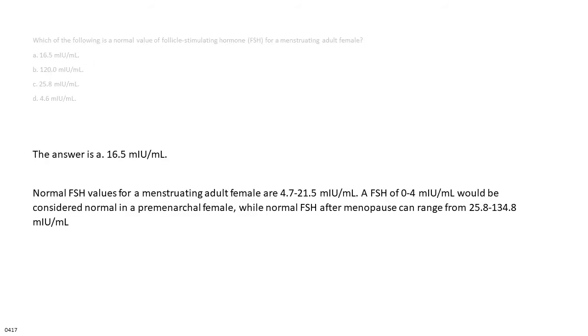The answer is A. 16.5 mAu per milliliter. Normal FSH values for a menstruating adult female are 4.7 to 21.5 mAu per milliliter. A FSH of 0 to 4 mAu per milliliter would be considered normal in a premenarchal female, while normal FSH after menopause can range from 25.8 to 134.8 mAu per milliliter.